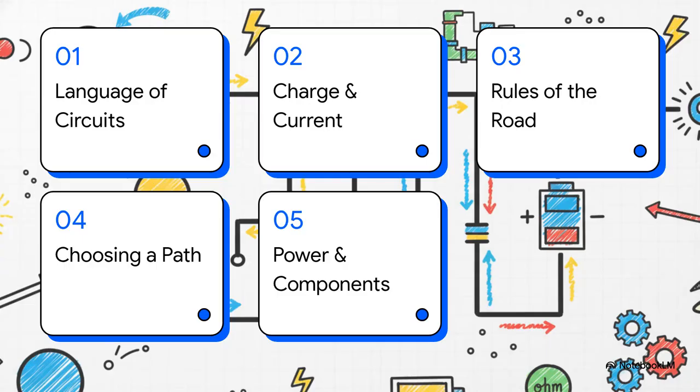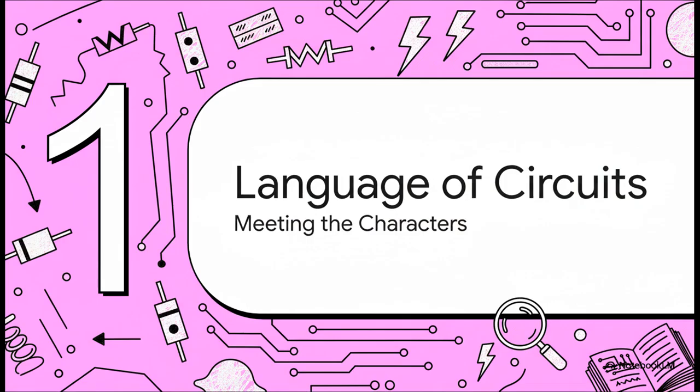So here's our game plan. First, we're going to learn the basic language, the symbols of the circuit. Then we'll meet the electron and figure out how we measure its flow. After that, we'll get into the rules of the road that tell it where to go, check out the different paths it can take, and finally, see how it all comes together to deliver power and make things work. All right, let's just dive right in.